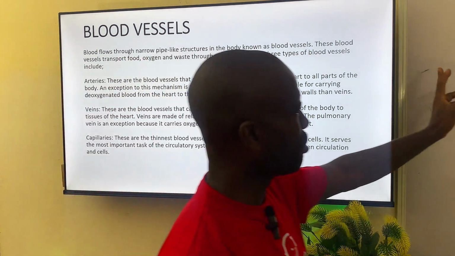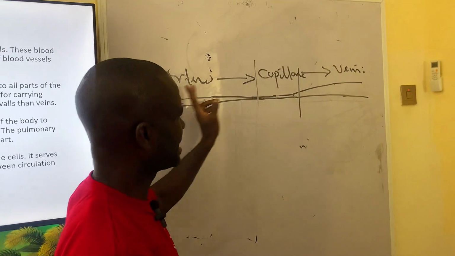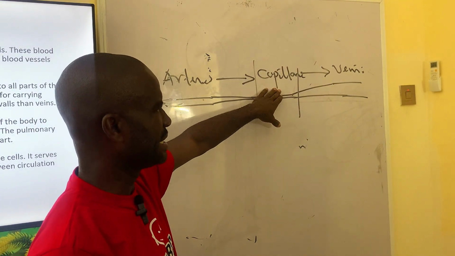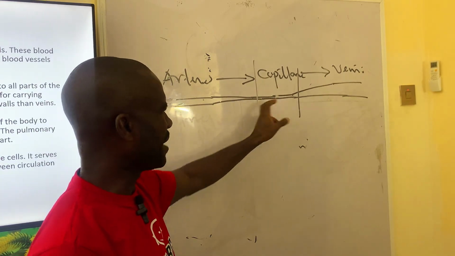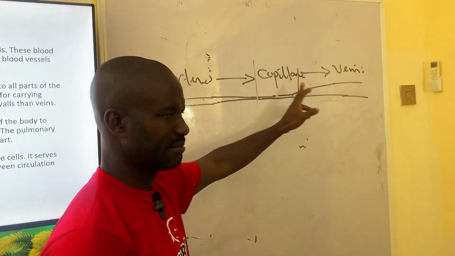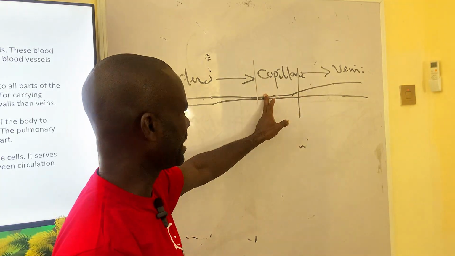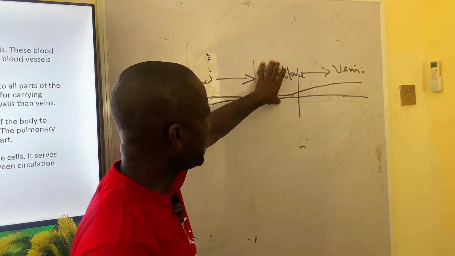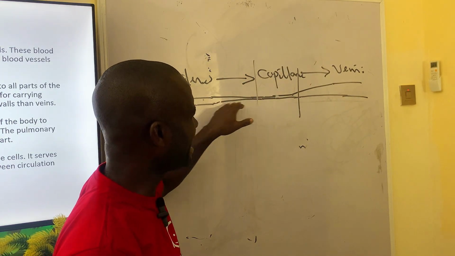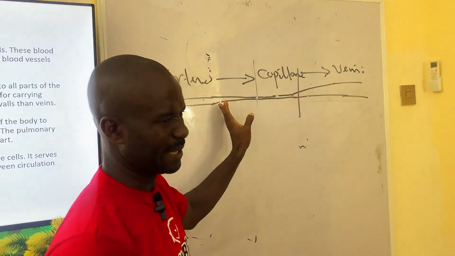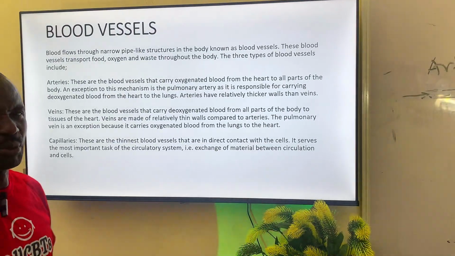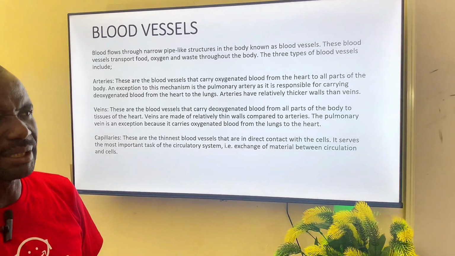You can see blood moves between the arteries and the vein, but in between is what we call the capillaries. So exchange of material, what are these materials? Oxygen, carbon dioxide, and water are being exchanged through this. The capillary is very, very tiny, meaning that is the point at which material can easily flow from one end to the other. So today we've been able to look at transport systems in plants and animals.